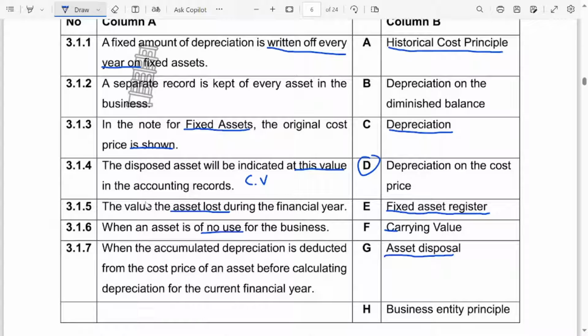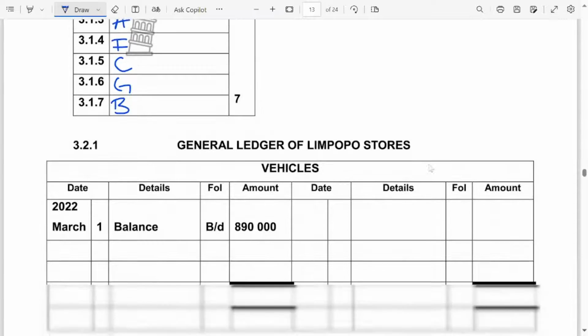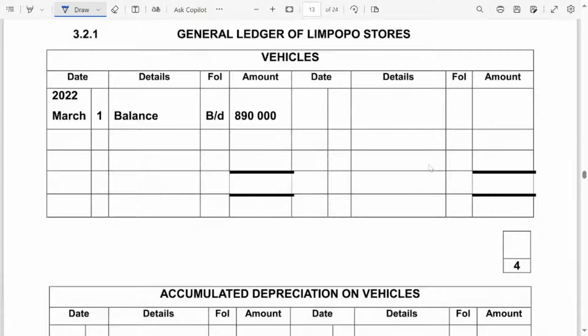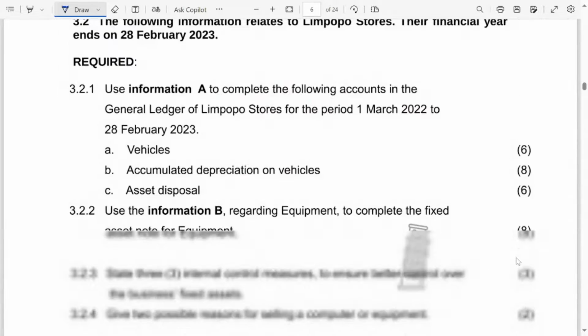When the accumulated depreciation is deducted from the cost price of an asset before calculating the depreciation for the financial year. So that is going to be the depreciation on the diminishing balance method. That is B. Now, we're here. 3.1.2. Now, what did they say in 3.1.2?